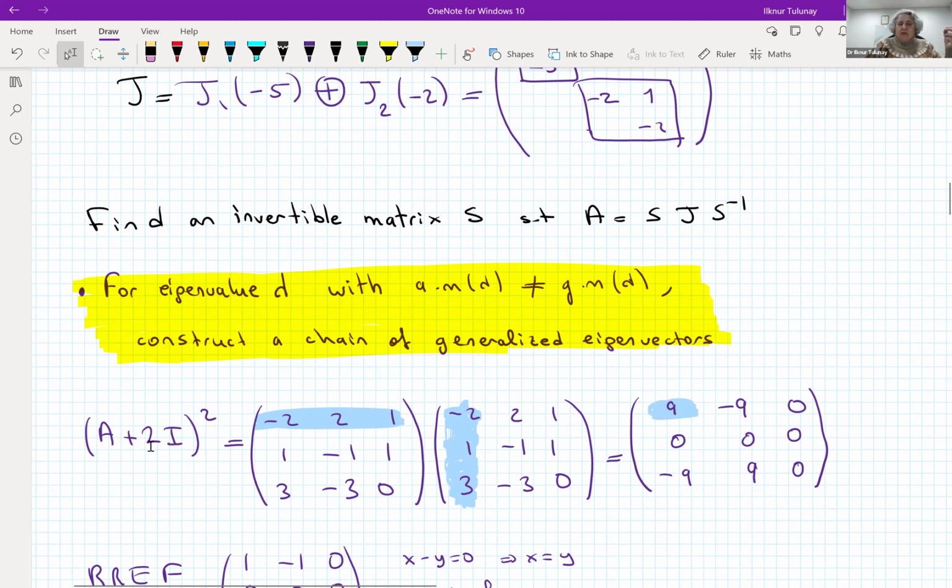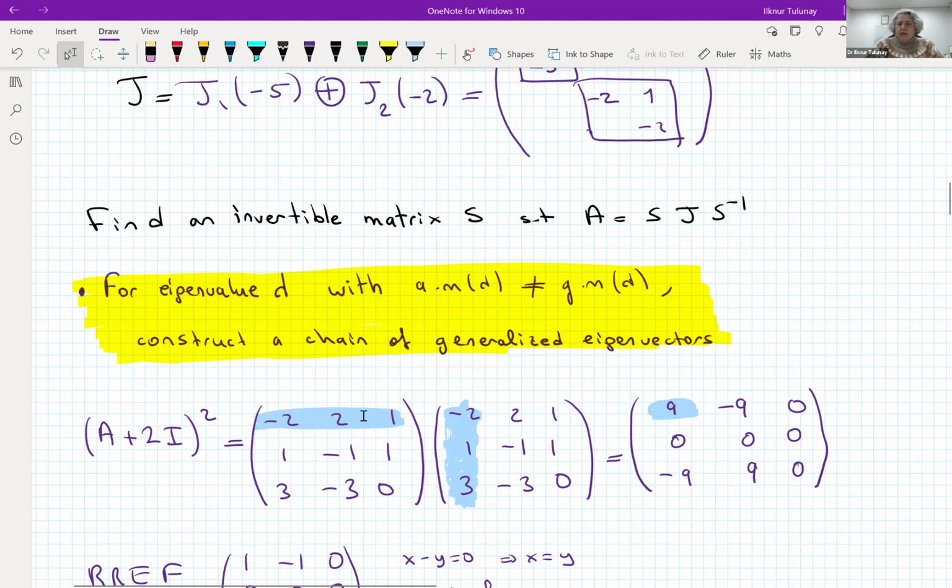In this case lambda is -2, so we need to look at (A plus 2I) squared. This is A plus 2I, just matrix multiplication. This row with this column, the dot product, will give us this entry, and so on. So this times this: -2 times -2 is 4, and 2 times 3 is 6, plus 3 is 9, that one. So this is how you obtain this matrix. It's just matrix multiplication, rows with columns.